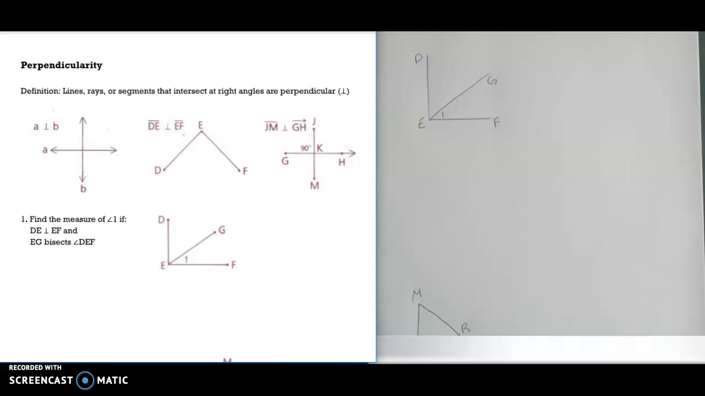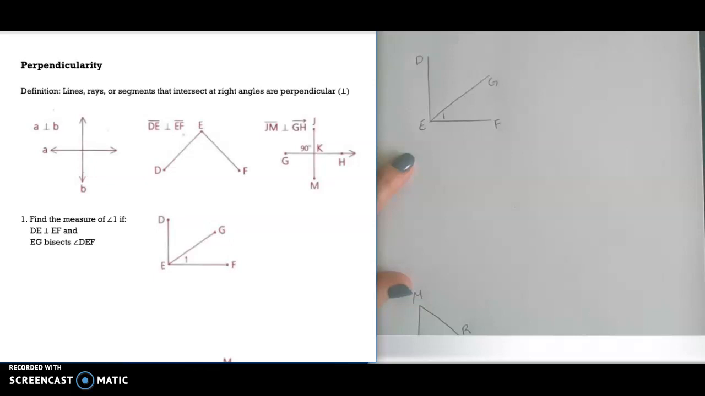Lines A and B, if they're perpendicular, then they make right angles, and same with the rest of those examples shown. So we're going to work two quick problems with perpendicular lines, segments, rays. The first one is we want to find the measure of angle 1 if DE is perpendicular to EF. That symbol means perpendicular. And if EG bisects angle DEF. So I have this drawn over to the side so that I can mark it up.